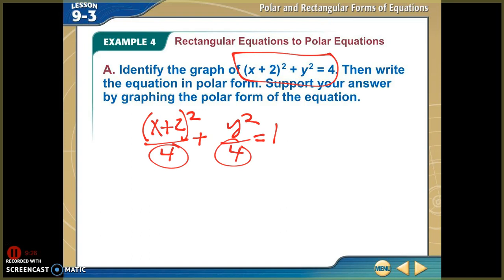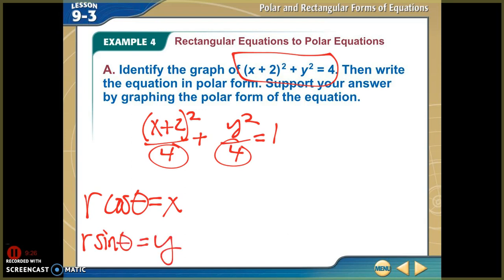What I want to do then is make a conversion. So I don't want it in terms of x and y, I want it in terms of r and theta. We use the same thing where r cosine theta is x and r sine theta is y.